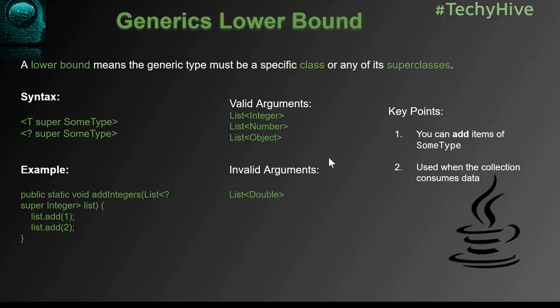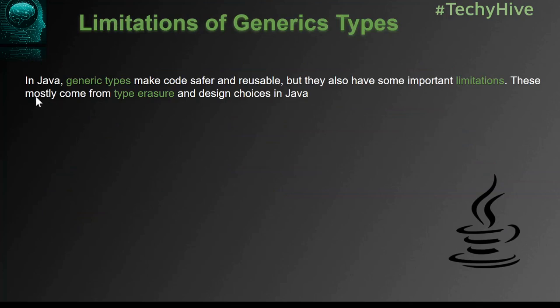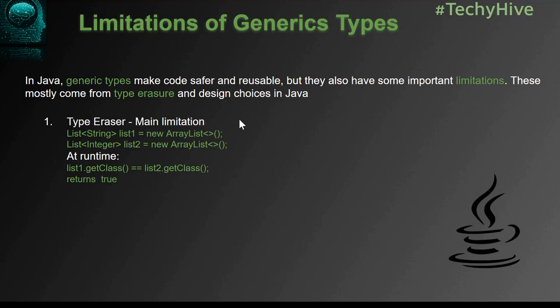Let's move to the limitations of generic types. In Java, generic types make code safer and reusable, correct? But they also have some important limitations. These mostly come from type erasure and design choices in Java. So the first main limitation of generic types is type erasure. What happens when we use generics in our program? When the program is compiled, all of the generic types are converted to their base class.